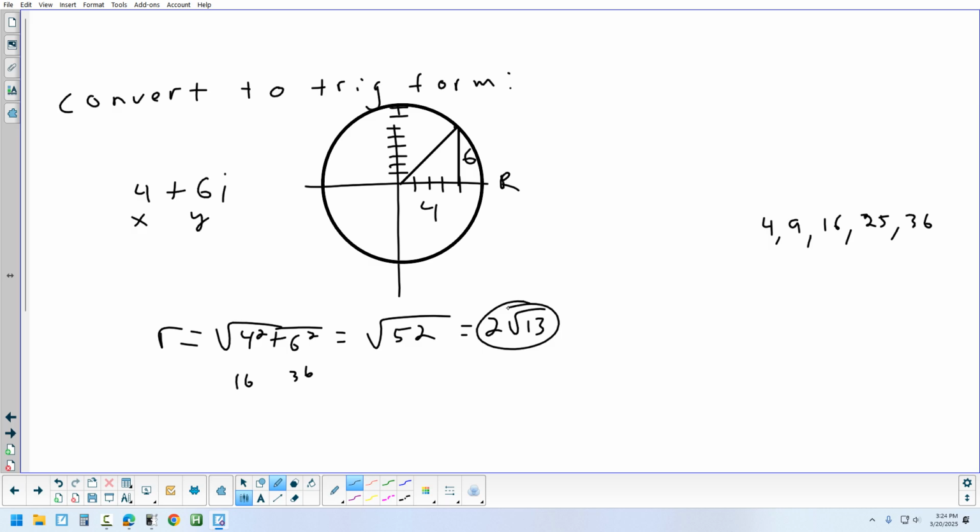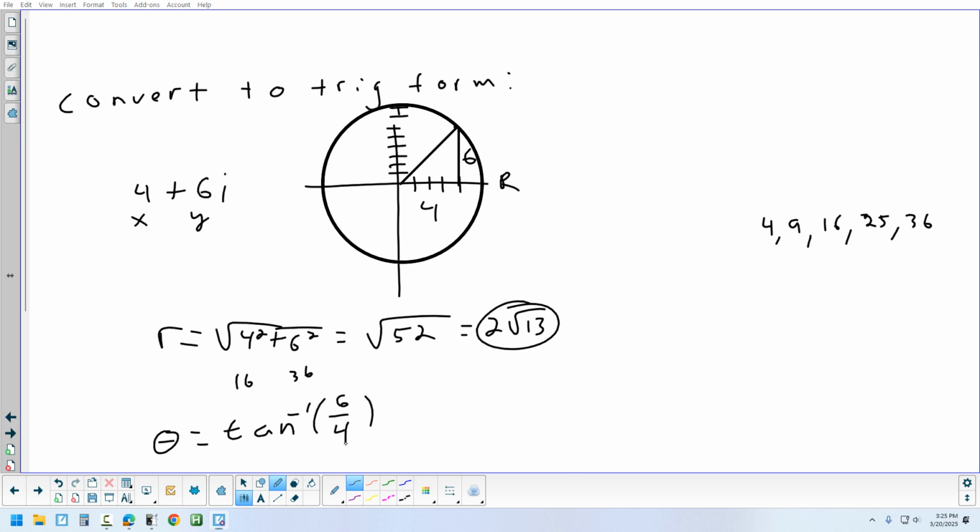Now we need the angle. What's the formula for the angle when you are in quadrant 1? This formula is also shared with quadrant 4. Inverse tangent of y over x. Now, if you are in quadrants 2 or 3, you would have to add something to that. What do you add? 180 if you're in degrees, or pi if you're in radians.